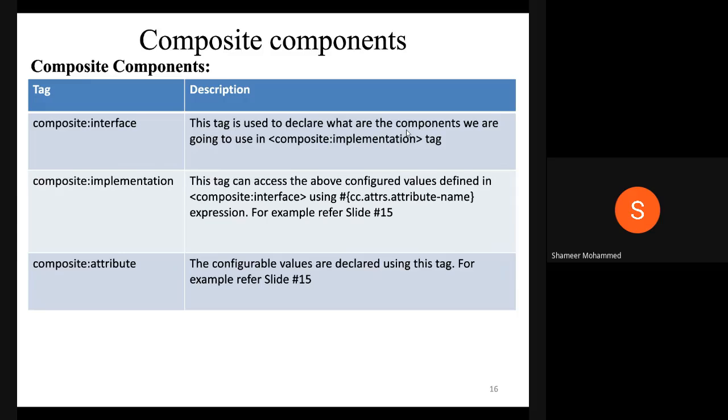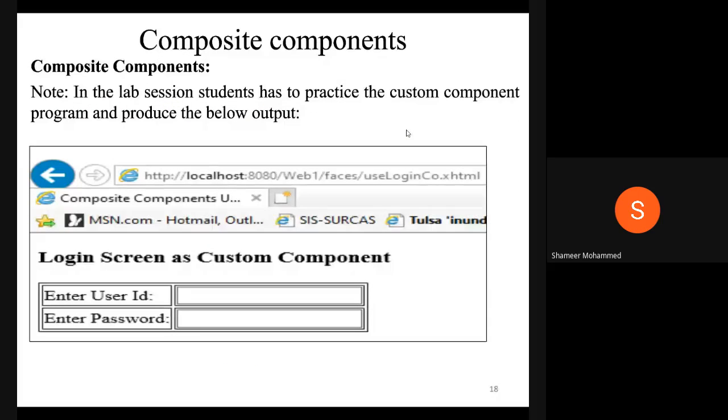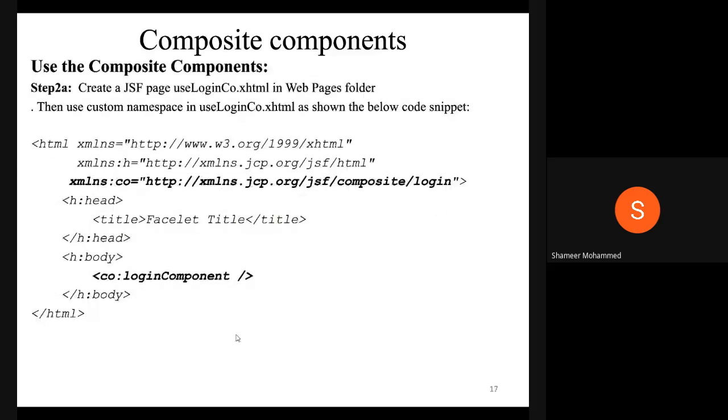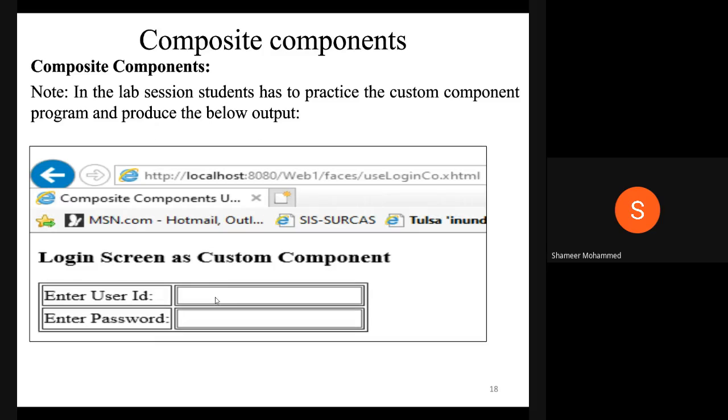Another component in the login screen, what? h colon command button. I am showing you this one. See, this is the one I am creating. But what is the code? This will be my code. CEO colon login component. If you write just this one line, this is the output that is going to be displayed.